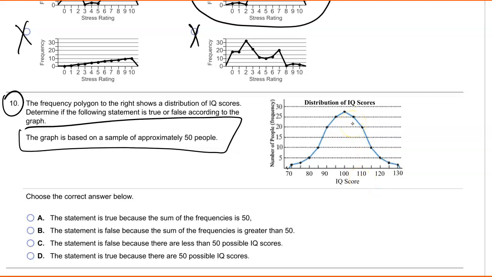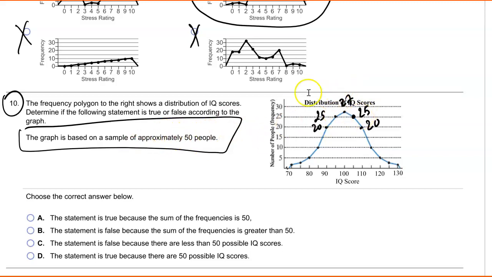for this point, for example, the IQ score is 105, because 110 is here, 100 is here, this is 105. The frequency is 25. The frequency of this data is 25, right? And the frequency of this is going to be maybe 27 approximately. You don't have to be exact. And the frequency of this is going to be 20, this is going to be 20, right? In other words, if you add the frequencies, obviously it is more than 50, okay?